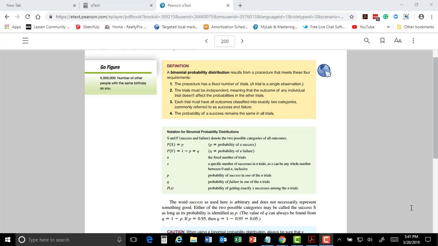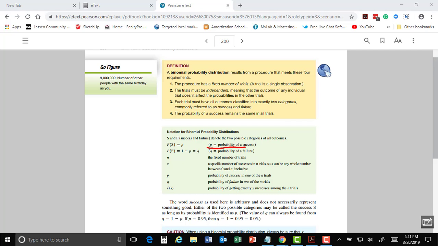Binomial distribution, and this is how you're going to tell whether or not you're going to use it: the nature of the experiment. Okay, so binomial distribution is going to have one of two outcomes. It's either going to be P, the probability of a success, right here. We have to calculate the probability of success, and then we have to get the probability of failure. Guess what the probability of failure is? It's 1 minus the probability of success.